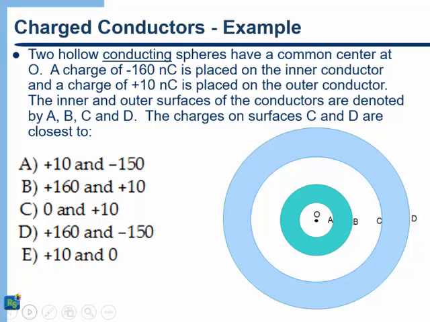Let's look at this problem. Two hollow conducting spheres have a common center at O. A charge of negative 160 nanocoulombs is placed on the inner conductor. A charge of 10 nanocoulombs is placed on the outer conductor. The inner and outer surfaces of the conductors are denoted by A, B, C, and D. The charges on surfaces C and D are closest to.